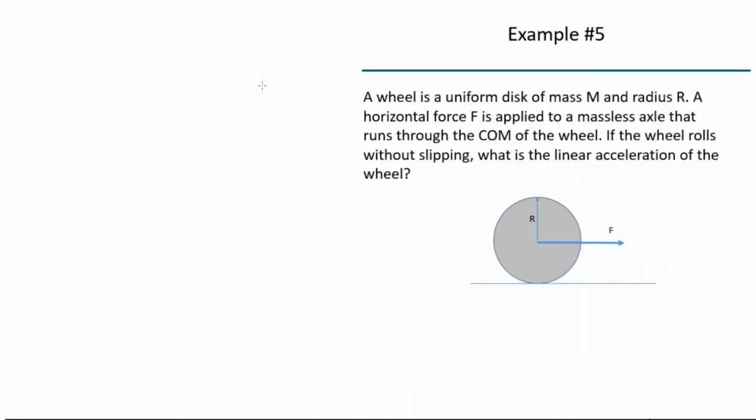Let's do one last example, and I want you to see if you can figure this one out on your own. A wheel is a uniform disk of mass m and radius r. A horizontal force F is applied to a massless axle that runs through the center of mass of the wheel. So there's some axle here with no mass that runs right through the center of mass, and that's what we apply this force F to. If the wheel rolls without slipping, what is the linear acceleration of the wheel?